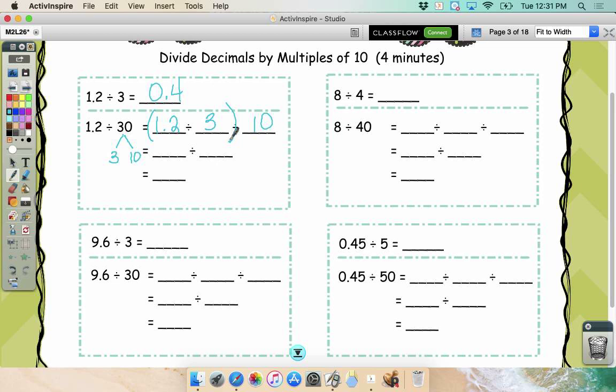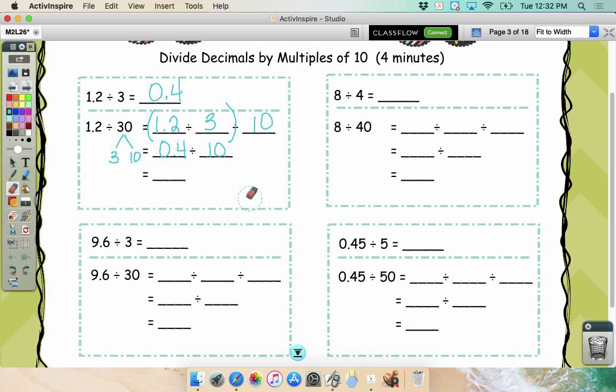Very good. So 12 tenths divided by 3, we already know. What is it? And so we're going to do 4 tenths divided by 10. Everybody write it. 4 tenths divided by 10. So how do I solve this problem? I don't want to do long division, do I? No, because that's pointless. That's not working smarter, is it?